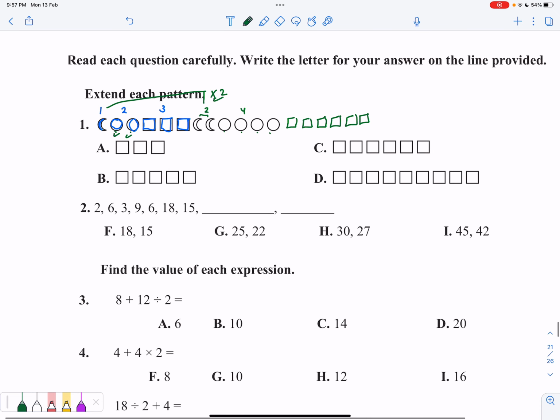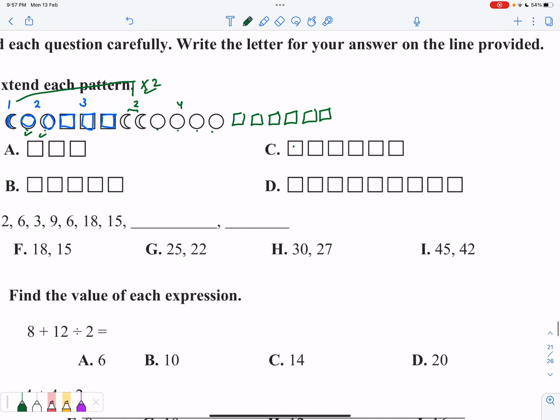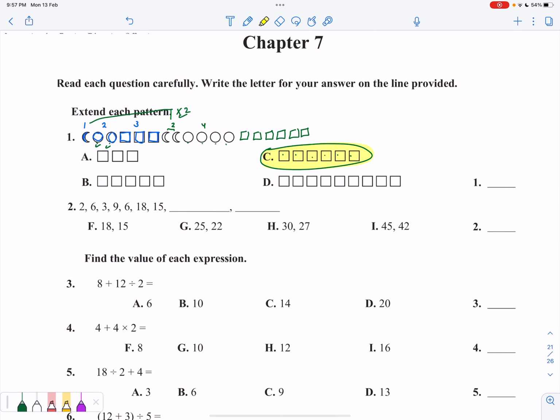So where are the 6? I guess these are 6 of them. 1, 2, 3, 4, 5, 6. Yes, that is correct. So the correct answer is going to be answer C.